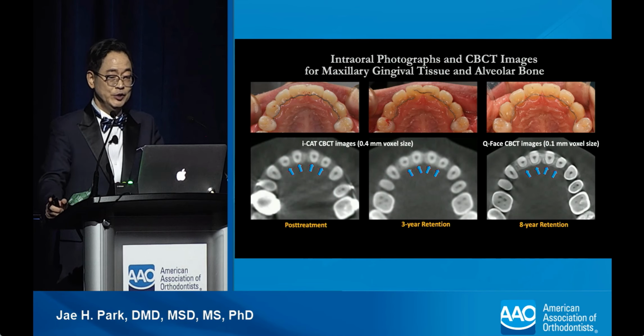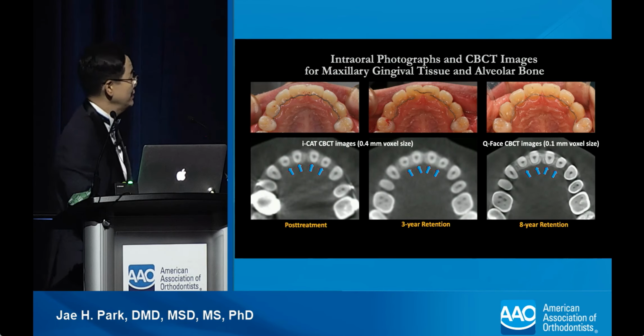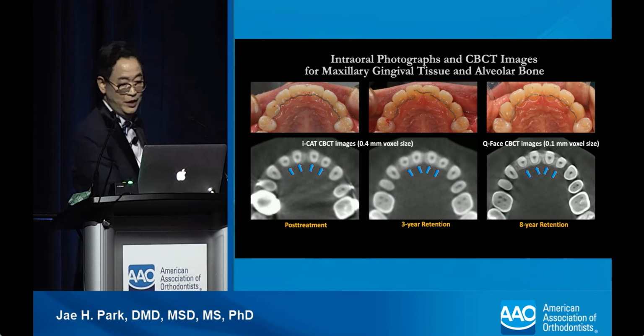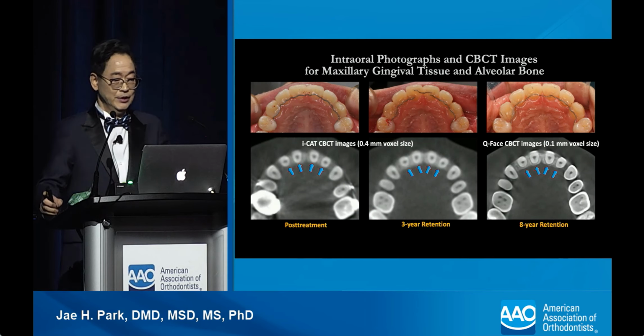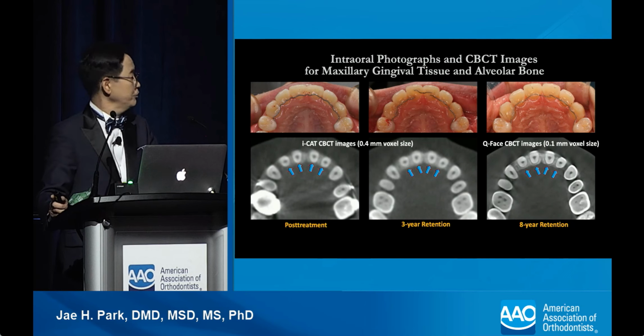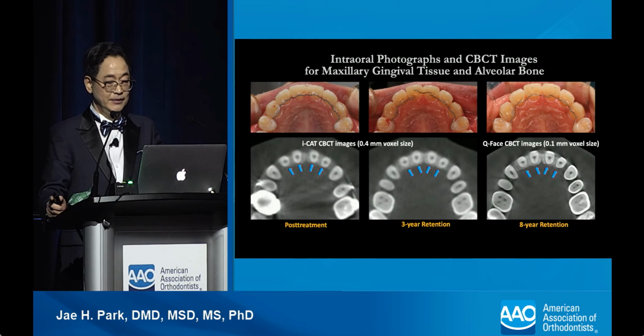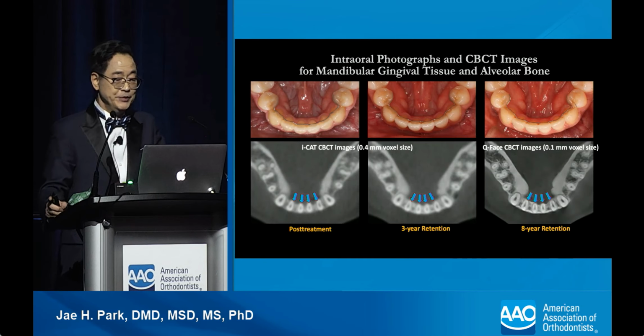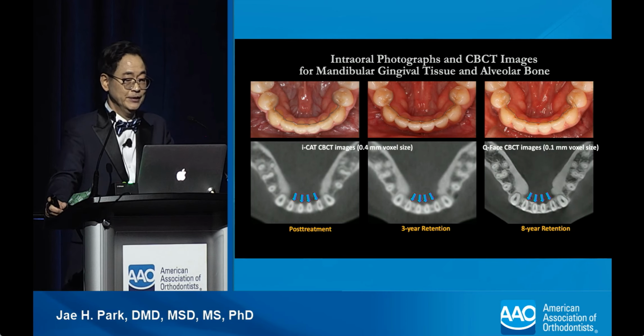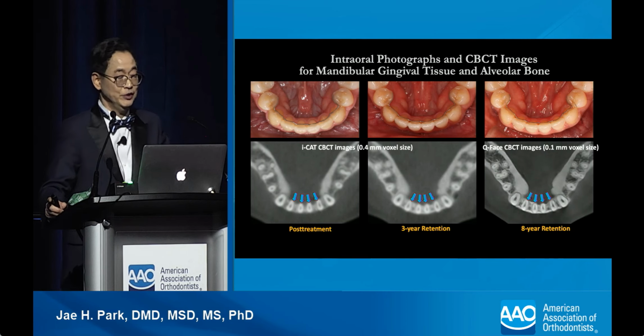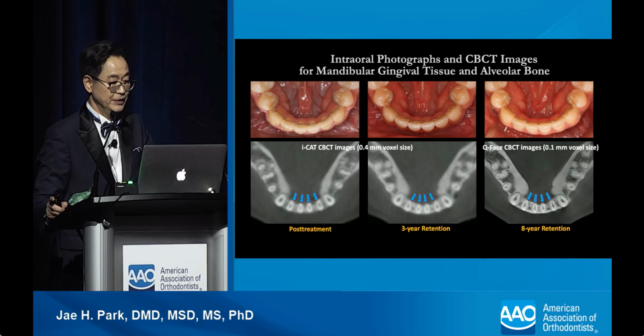Upper anterior gingival tissue and alveolar bone. Using a small box size on the right side, you can see a better image. You can see bone deposition during the retention period. Lower anterior gingival tissue and alveolar bone. You can also see bone deposition during the retention period.